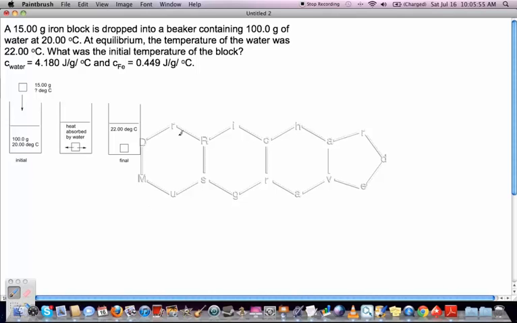Now what we're after is the temperature of the block, which is what we're missing. We're missing the temperature of the block, and the block is the iron. We've been given the heat capacities of the water and the iron here as well. I think a good tip with these kinds of problems is to always start with whatever you have the most information about. As you can see, we've got a lot of information about the water. We just don't have very much information about the block.